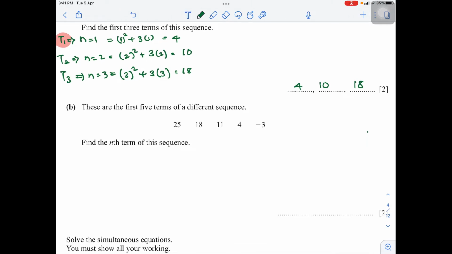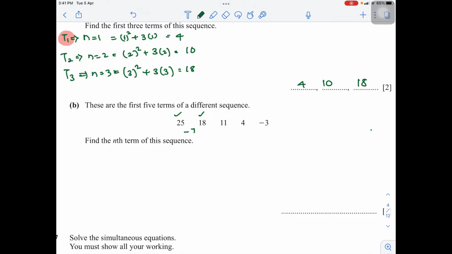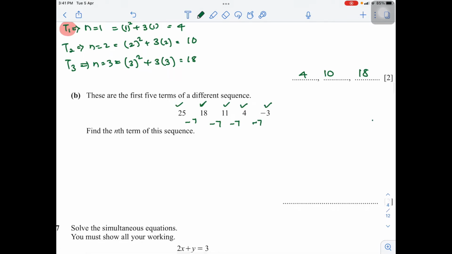These are the first 5 terms of a different sequence: 25, 18, 11, 4, negative 3. Find the nth term of the sequence. I am trying 18 minus 25, second term minus first term. Negative 7. 11 minus 18, negative 7. 4 minus 11, negative 7. Negative 3 minus 4, negative 7. So the constant difference between the terms is negative 7.